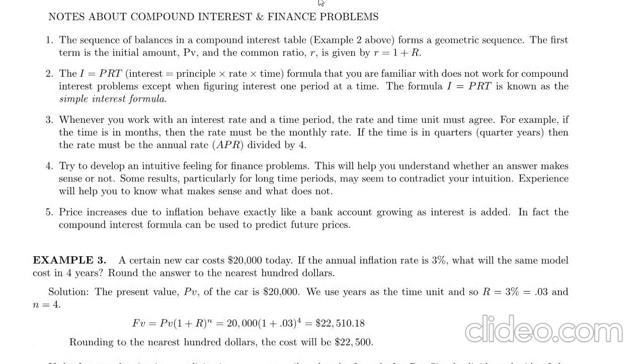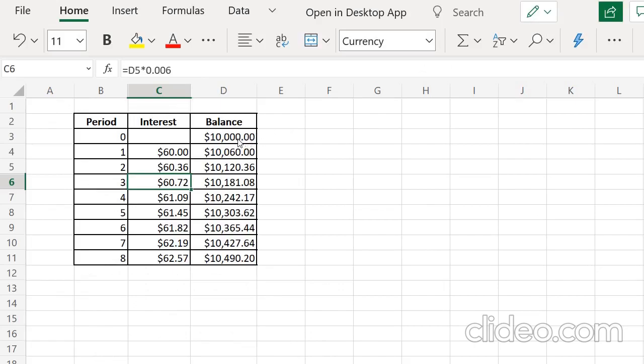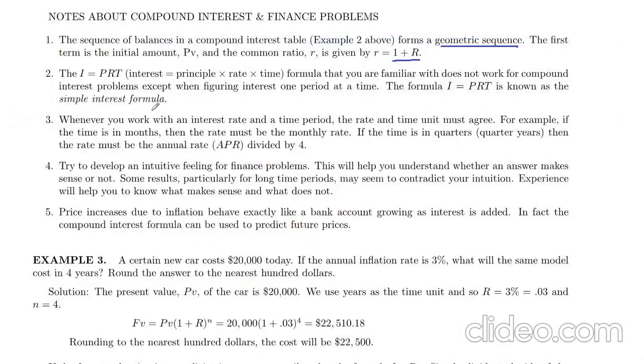Now, just some quick notes here about compound interest with finance problems. The sequence of balances in our compound interest table forms a geometric sequence. So to get each successive entry, you multiply by 1 plus R. If we go back here to our balance table, you get from this entry to this one by multiplying by 1.006. And then from here to here, times 1.006. So you multiply to get the entry below. That's kind of a shortcut. So it's a geometric sequence. Multiply to get the next term.